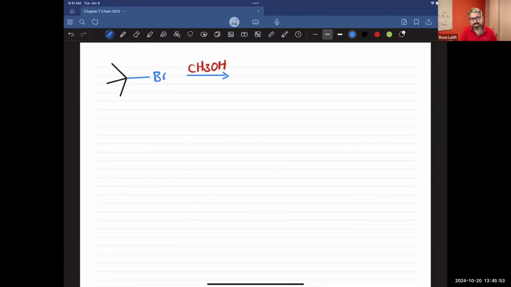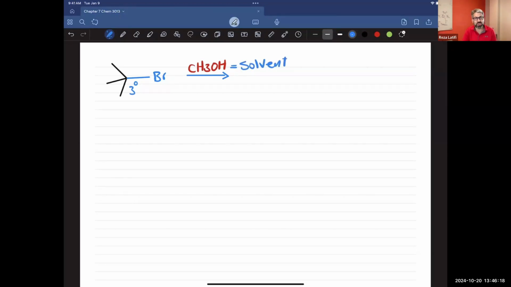Welcome back. In the last lecture, I just touched on the SN1 and E1 chemical reactions, and in this lecture, I'm going to try to go more in depth and show you the details of the mechanism. In this case, we have bromide attached to a carbon, and our carbon is a tertiary carbon, and the solvent is methanol. So this is going to be our solvent.